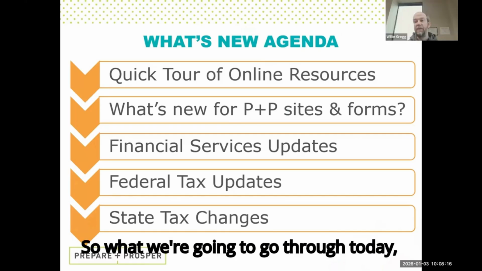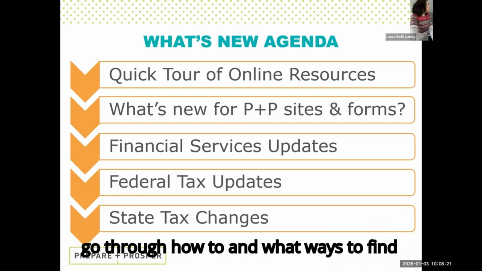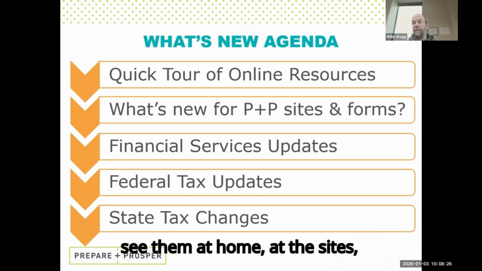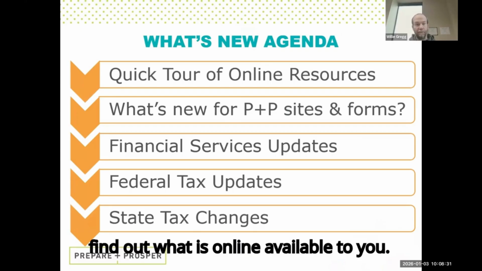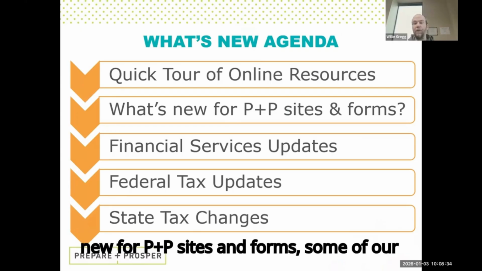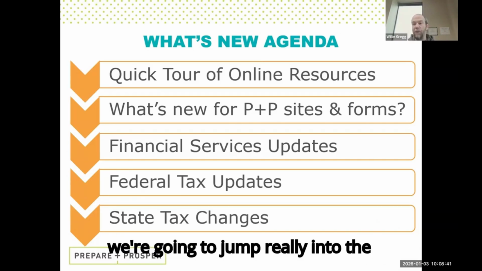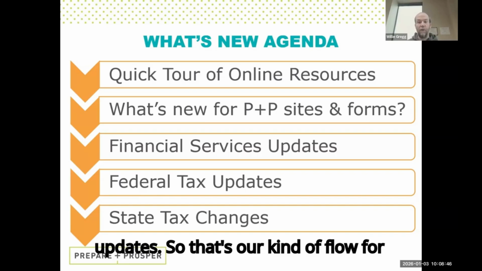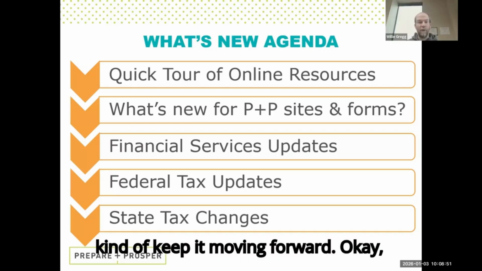So what we're going to go through today, as far as our agenda, we're going to take a quick tour of our online resources and go through how to and what ways to find things so that we can see them at home or at the sites, to find out what is online available to you all. We'll go through a little bit of what's new for P&P sites and forms, some of our new processes, and then some financial services updates, and then we're going to jump really into the federal and state tax changes and updates. So that's our kind of flow for the day. We'll keep it moving forward.